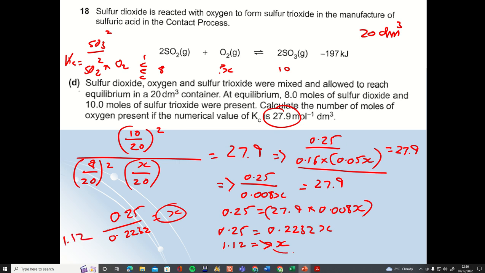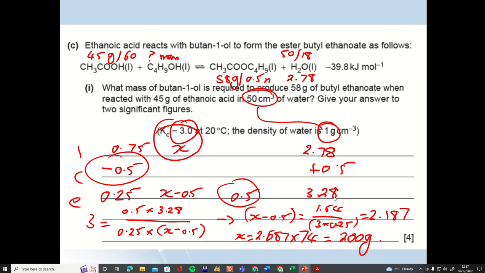Now, just where we need to be careful here, I thought the question said to give the answer to 2 significant figures, it didn't. Anyway, to 2 significant figures it'll be 1.1 moles of x, which is what we should have started off with, or 1.1 moles of oxygen. Those last 2 questions are, I guess, the trickiest 2 without a doubt.